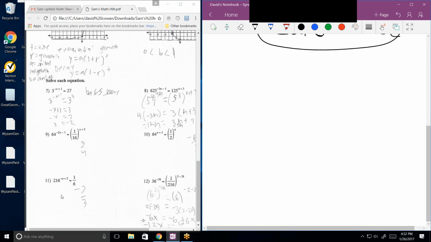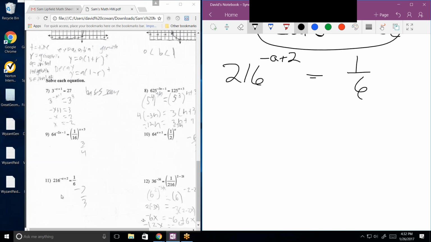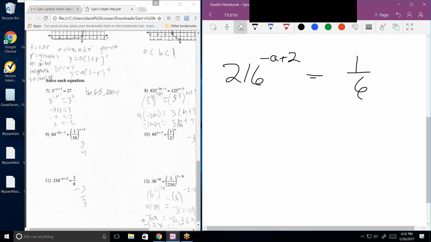All right, let's look at number 11. 216 to the minus a plus 2 equals 1/6. What's the common exponential base here? 6. Okay, what's the next line? What's 216 in terms of 6? 6 to the 3rd.